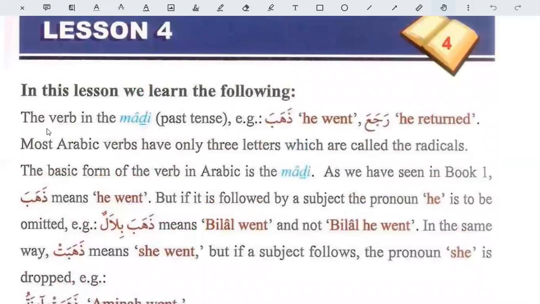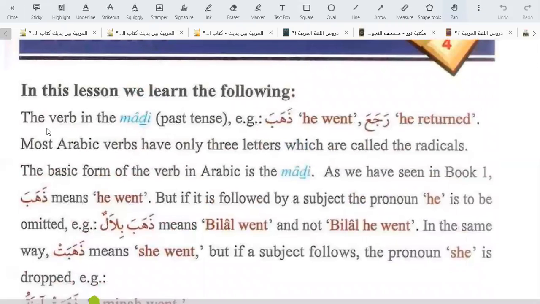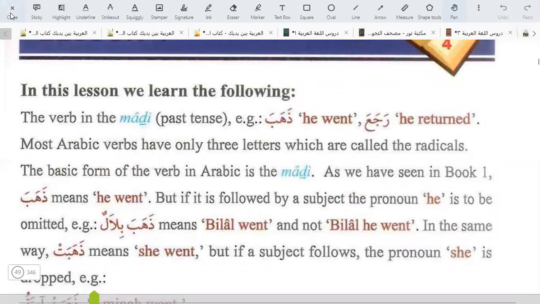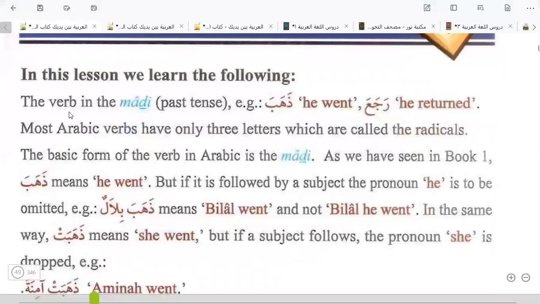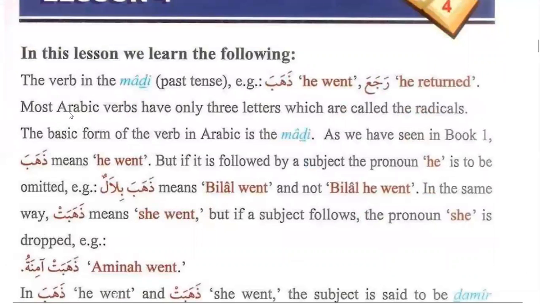Mr. Rahman, read this. In this lesson, we learn the following. The verb in the past tense, e.g. zahaba, he went. Raja'a, he returned. Most Arabic verbs have only 3 letters, which are called the radicals. The basic form of the verb in Arabic is the madi, as we have seen in book 1.